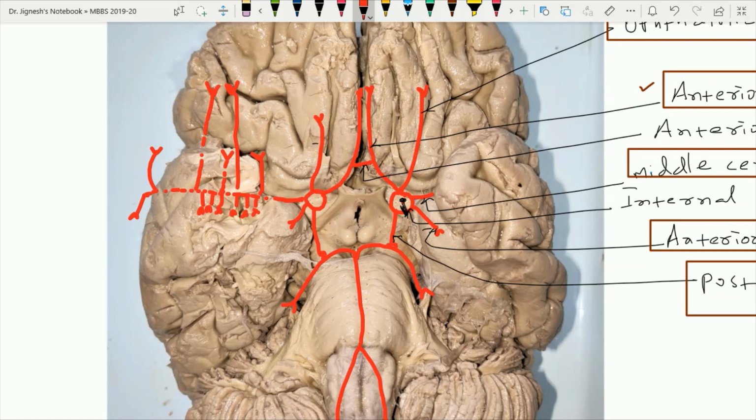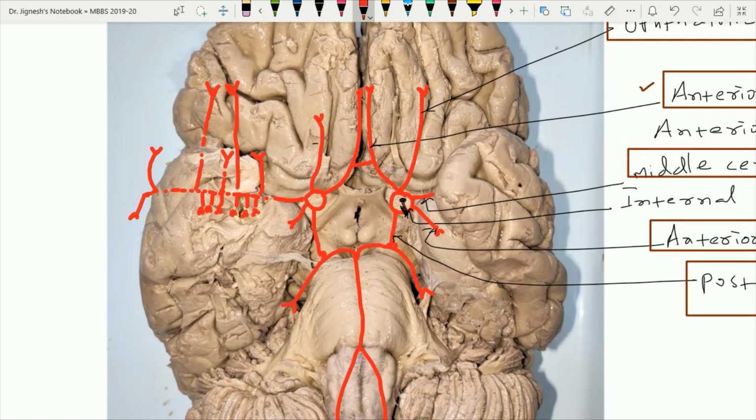Now, after knowing the vertebral system as well as the carotid system in a little bit of detail, we can come to the conclusion that there are three patterns of branches which supply the cerebrum and the other parts of the brain. The first pattern is the cortical branches, which are the branches from the main branch of the internal carotid artery as well as the vertebral artery and the basilar artery.